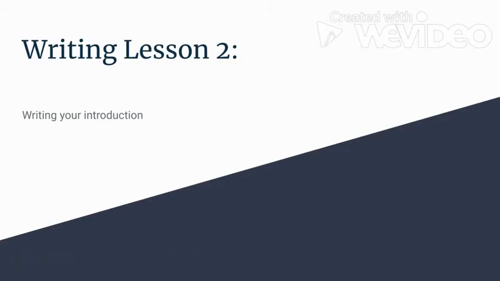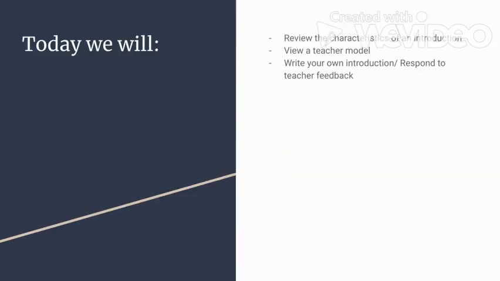Make sure you guys are on for this. And I'm going to go through the assignment for today and what those expectations are. Today's writing lesson is going to focus on writing the rest of your introduction. Yesterday, we had that video lesson on writing a hook. And today, we're going to add the background information and the main idea to our writing piece. So today, we're going to review the characteristics of an introduction, view a teacher model, and then write your own introduction and respond to teacher feedback via Google Classroom.